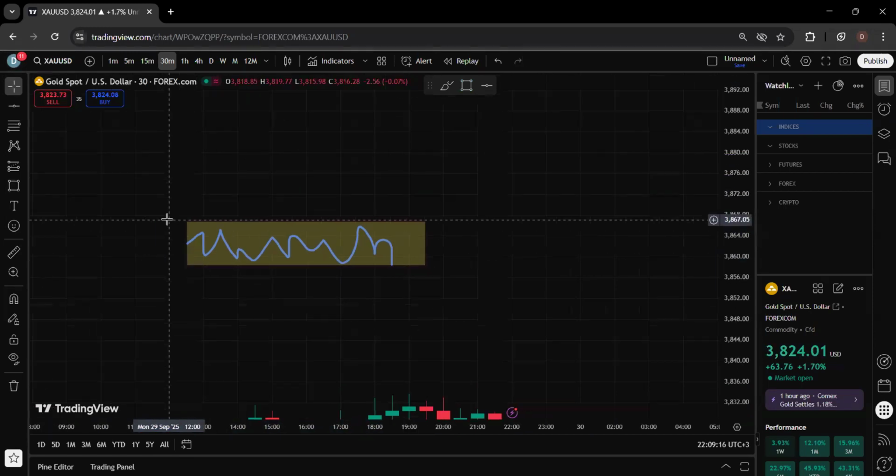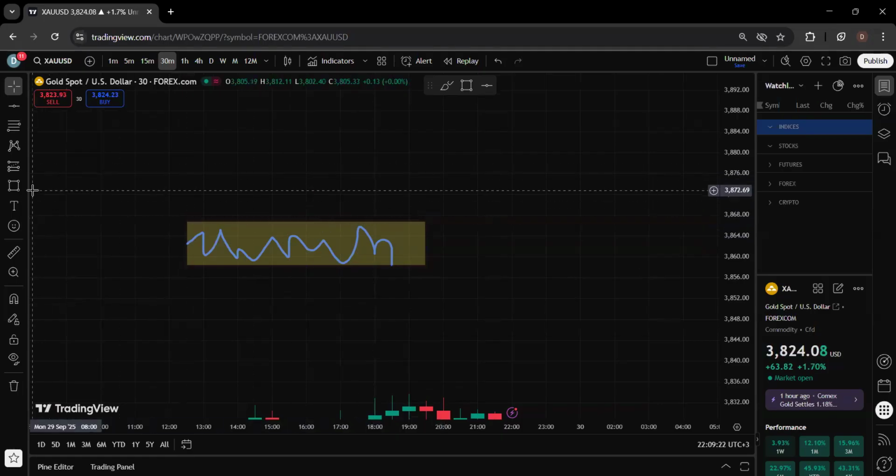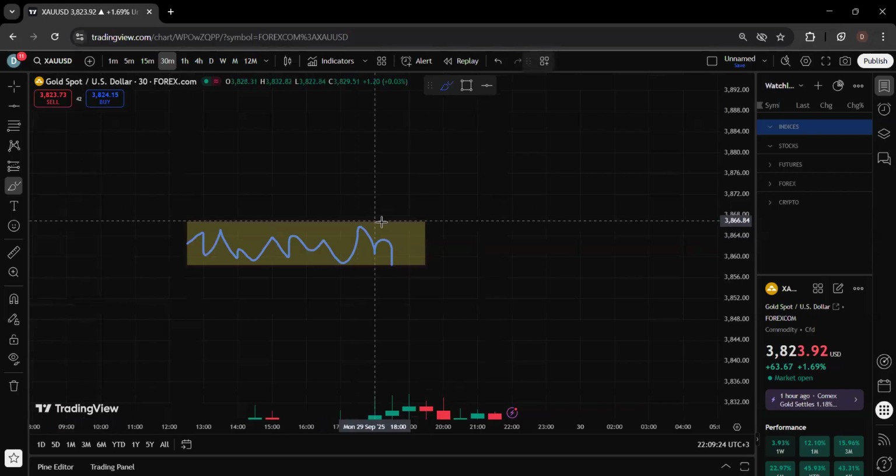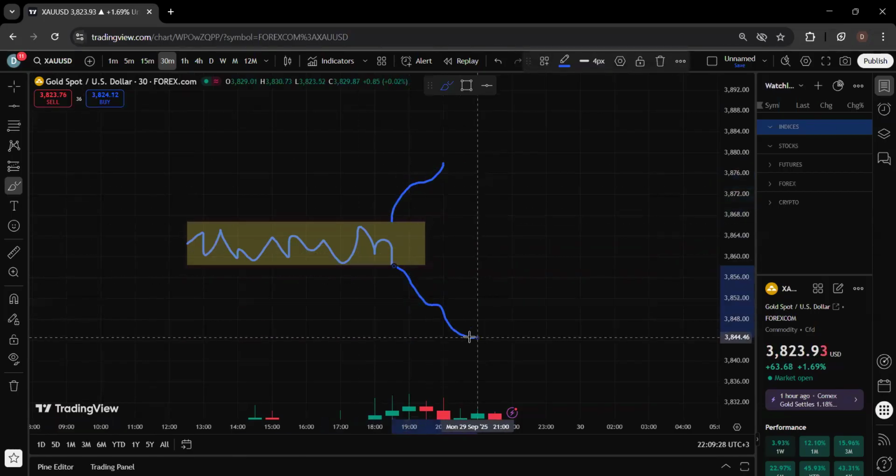Now, for us to trade a consolidating market, it's very simple. We wait for a what? A breakout, either on the upper side or on the lower side. This is where we trade a consolidating market. So wait for a breakout, because there must be a breakout. The market must move up or down after consolidation.